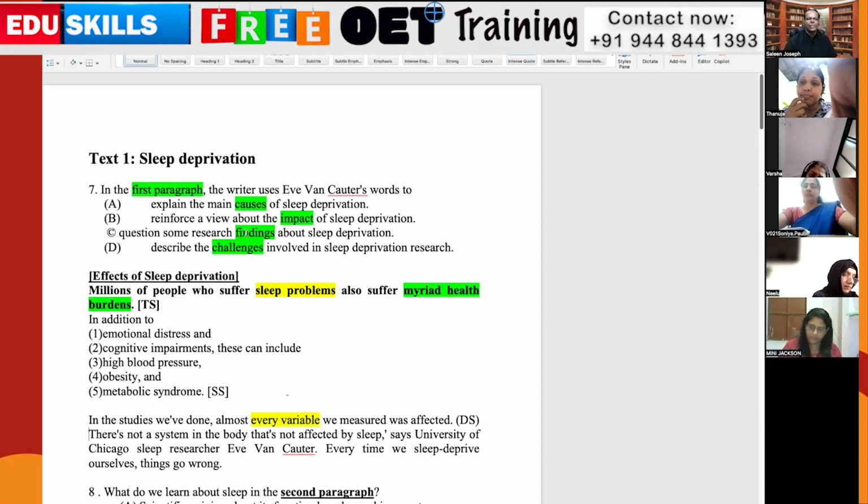Now here we have causes. Causes can never be the answer because the whole paragraph speaks about what? Effect. Effect means impact. Impact is the synonym of effect. So B is the answer.